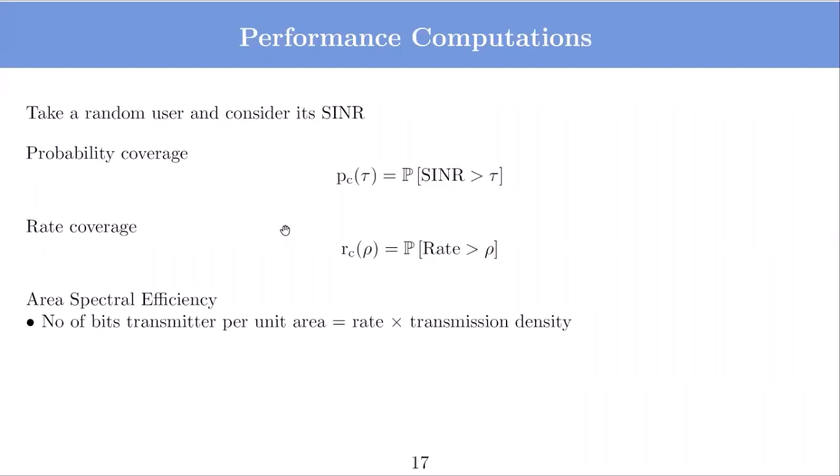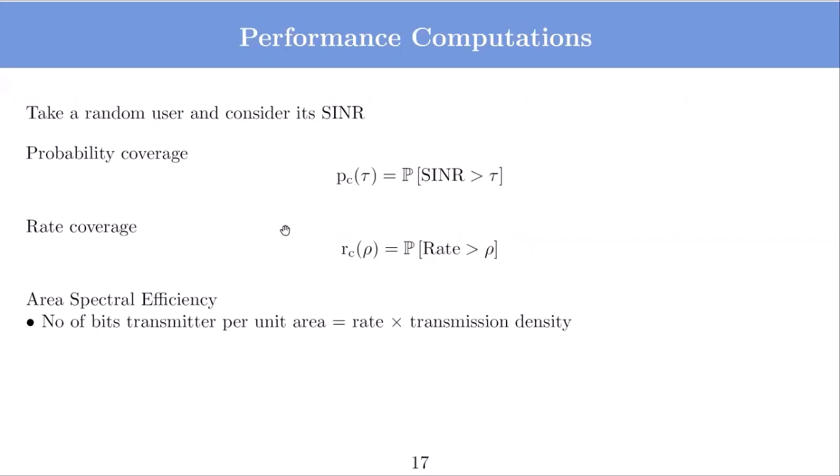So this SINR itself is a random variable, and to characterize a random variable, we cannot just give one number, but we have to give a distribution. If we write the distribution of SINR, that is known as the probability coverage. So probability coverage is nothing but the complementary CDF of SINR. For any threshold t, it is the probability that SINR is more than threshold t.